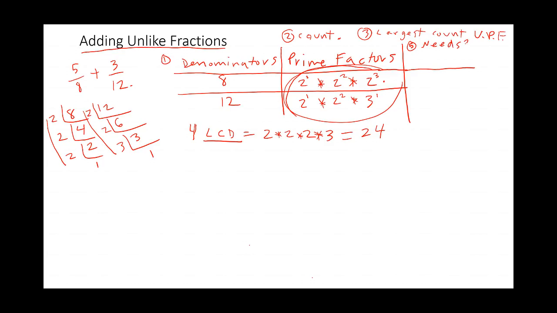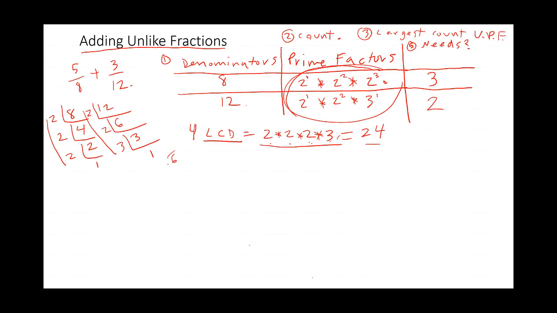Now, step 5, we have to figure out what each denominator needs. So I'm going to put needs up there. Well, we're looking through all of the prime factors that determine the LCD. Now we're going to look up at the denominator 8. What does it need to get up to 24? Well, there's 3 2's here, 3 2's here. It's missing a 3. So I'm going to put a 3 here. That's what it's going to need to get up to 24. Now, what does the denominator 12 need? Well, we got 2, 2, 3. It's missing a 2, so I put a 2 here.